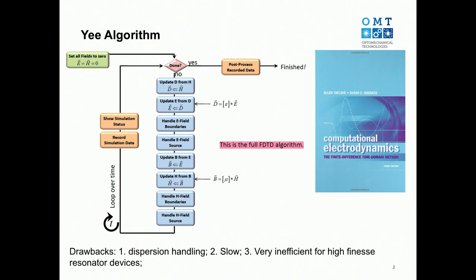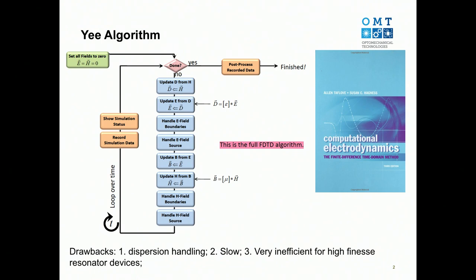In this book, there's a lot of programming skills. And thanks to the development of technology, nowadays we just use some commercial software, like the software I'm using now from Lumerical. You just need to know the physics and know how these algorithms work, and you can quickly set up your model and get your result quickly.